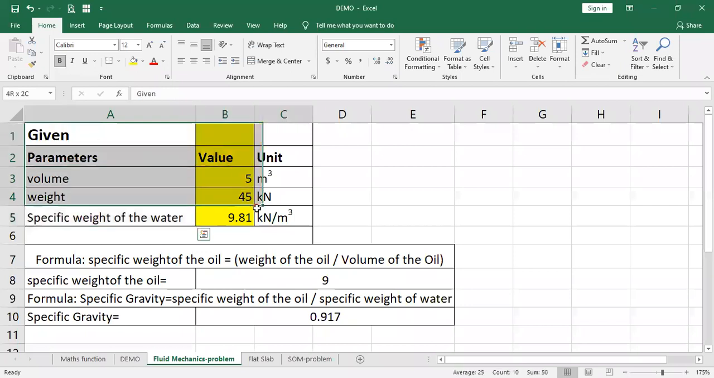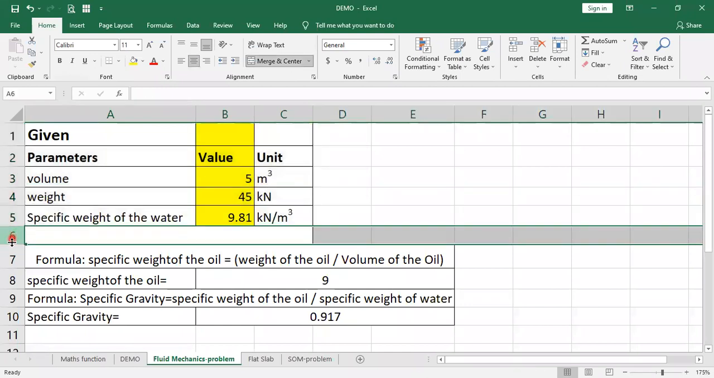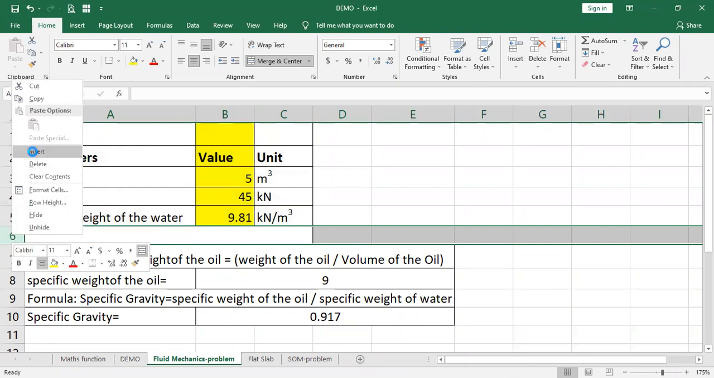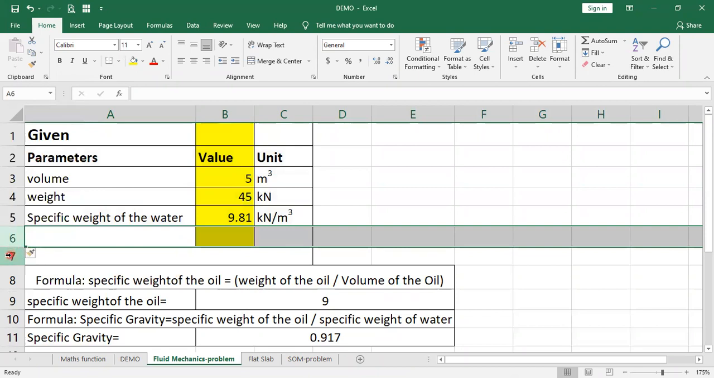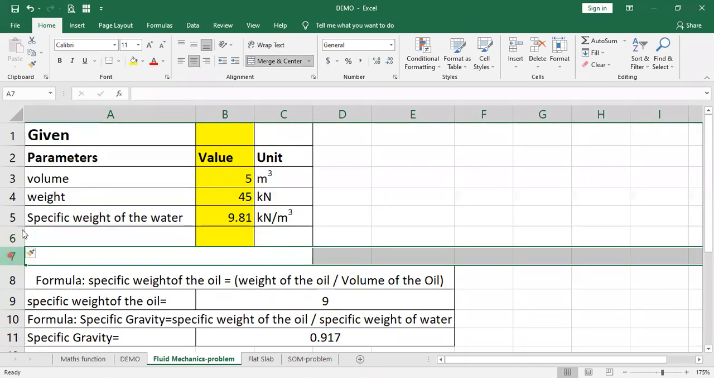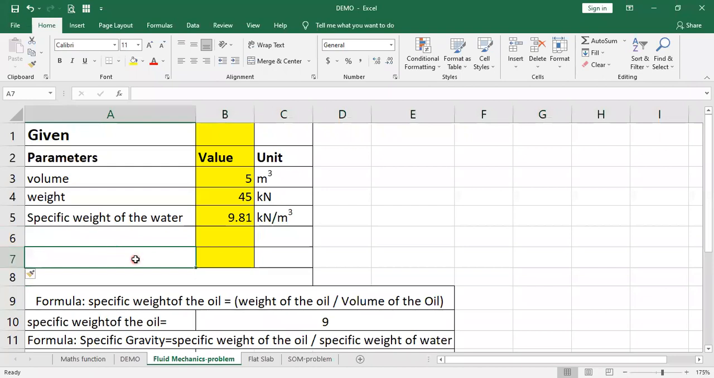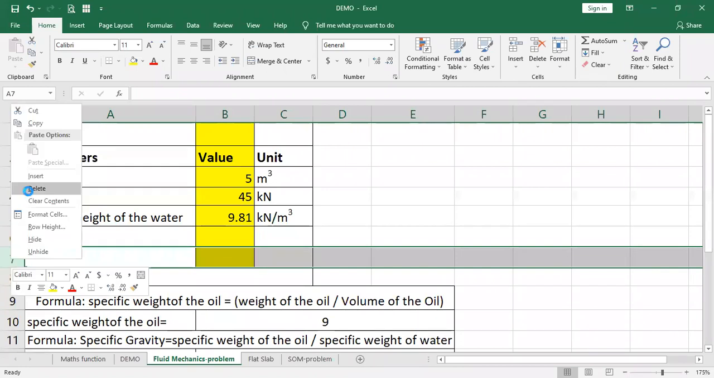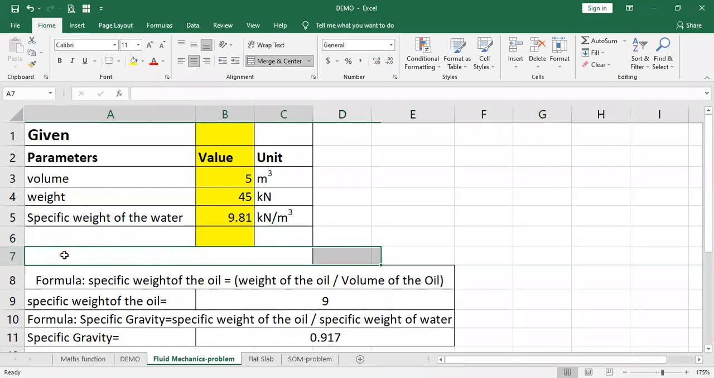So this is the given data. Again, I'll tell you one thing, that suppose you want to insert a row here. So what I can do, I can just click on this sixth row, right click on it, insert. Again, you want one in this seventh, right click on there, insert. So this can be done. I just don't need that much, so I'll just delete. And now I'll write here as a solution.